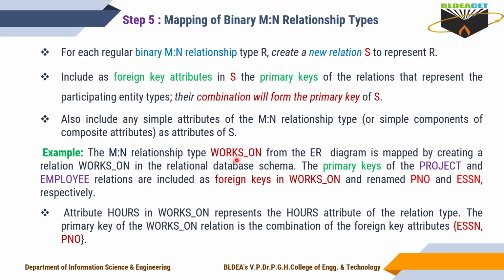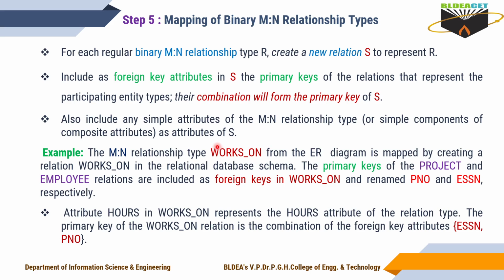So for that, the example is works on. So works on contains the two relations. It is a combination of the project and employee. So there is a relation between project and employee as M is to N. So more than one employee can work for the same project. The same project may also contain more than one employee. On both sides it is M is to N here. In that situation, you have to create a new relation S as works on.